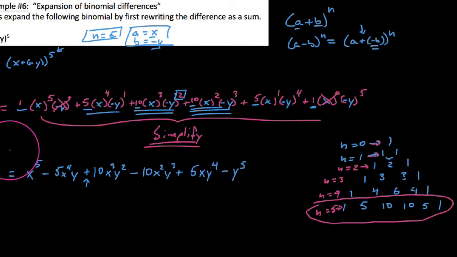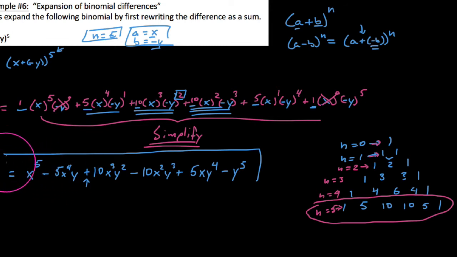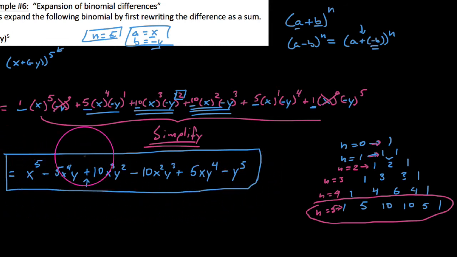So this would be our binomial expansion for x minus y to the fifth, or x plus a negative y to the fifth. And you'll notice that when you have differences, your terms in your expansion should alternate their signs from term to term. Cheers.